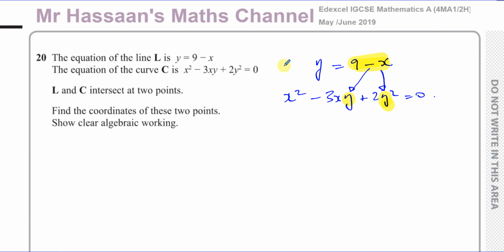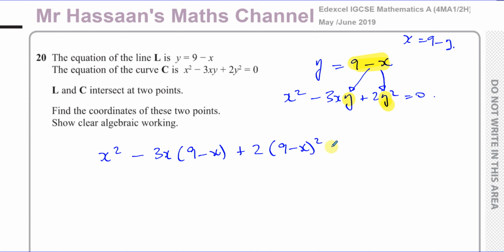We could also do it the other way around: say x equals 9 minus y and replace the x with 9 minus y. That doesn't really help us, because in both cases we have to substitute in two places, so it doesn't make much of a difference. If we just take what y is equal to and substitute it into the second equation, we have x squared minus 3x times what y is, which is 9 minus x, plus 2 times y squared, so 9 minus x squared, equals 0.